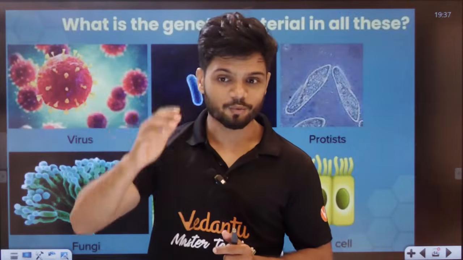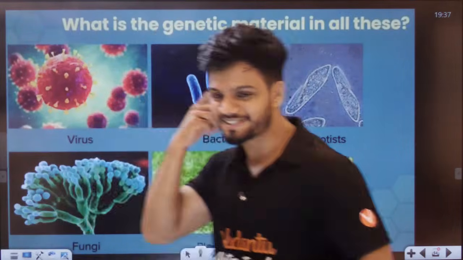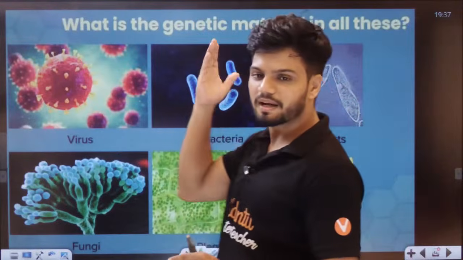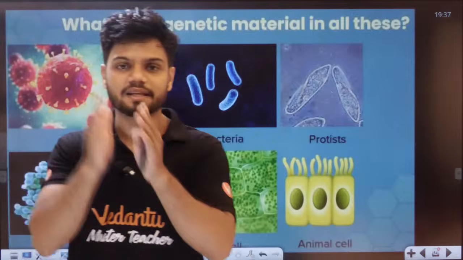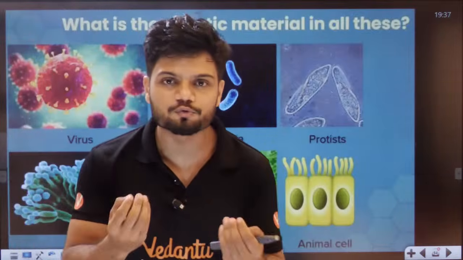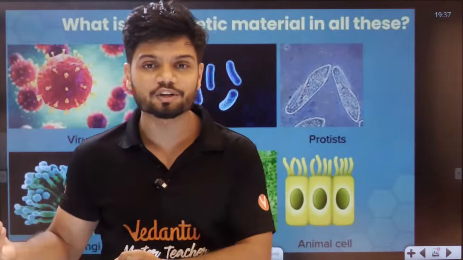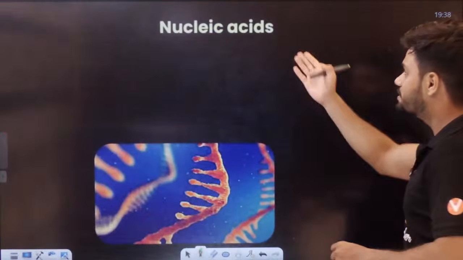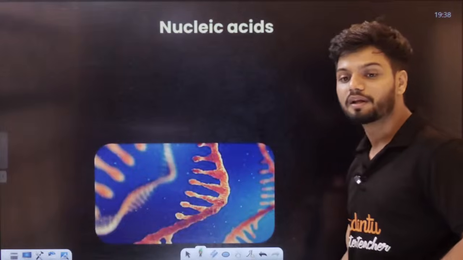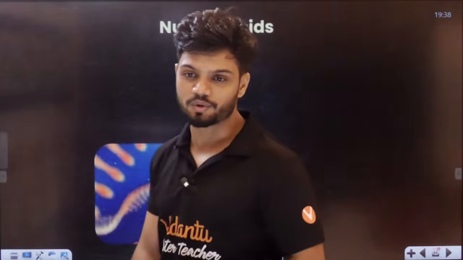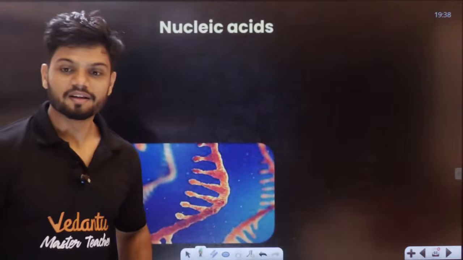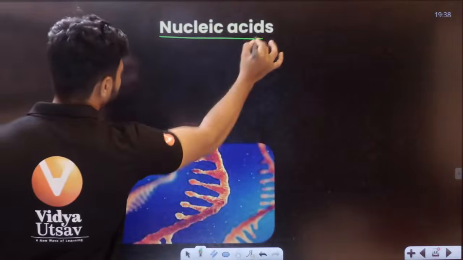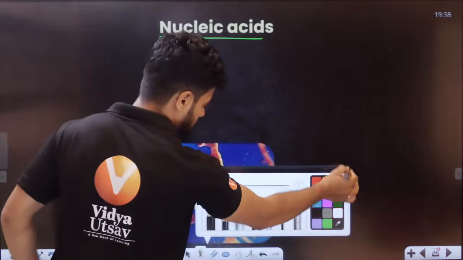Okay, students. Question, tell the answer. What is genetic material? Genetic material can be DNA, it can be RNA. DNA and RNA are called as what? DNA and RNA are called nucleic acid, students. They're called nucleic acid. Okay. Students, nucleic acid is nothing but nucleic acid.